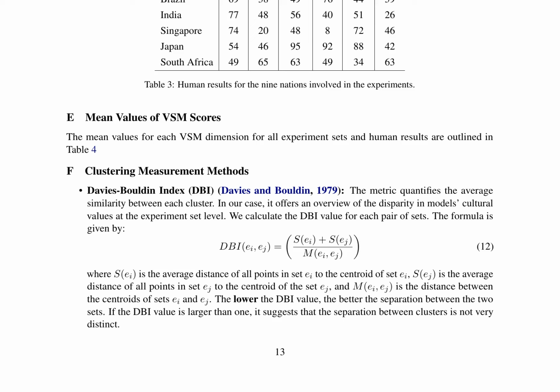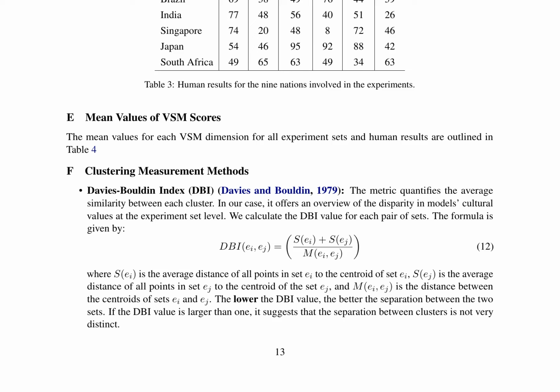The mean values for each VSM dimension are presented in Table 4, showcasing the cultural values of different models and human results. To assess clustering effectiveness, the study utilizes the Davies-Bouldin index and silhouette score, with the latter calculated using equations 13, 14, and 15. The results for RQ1 are presented in Table 5, highlighting cultural differences and similarities between models and human participants.